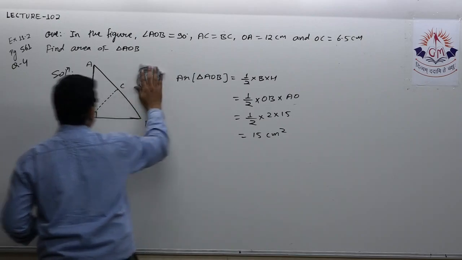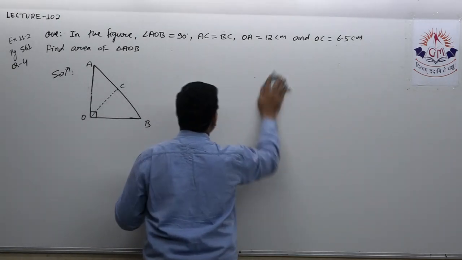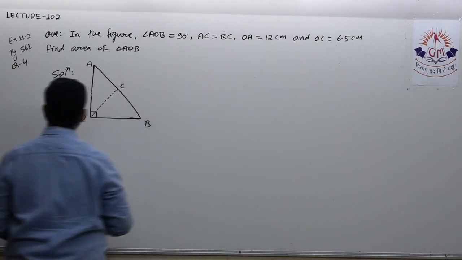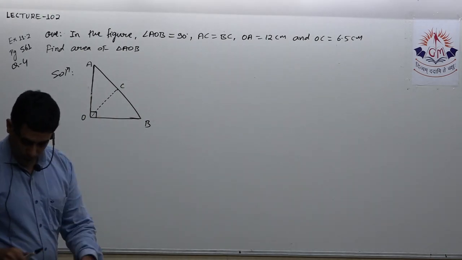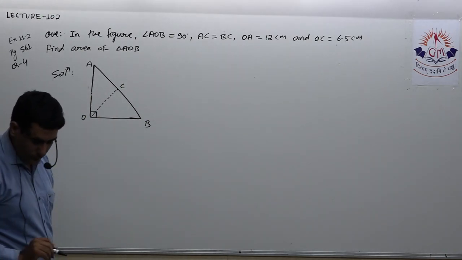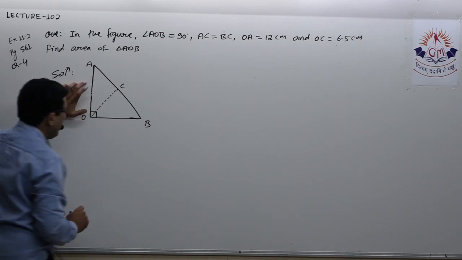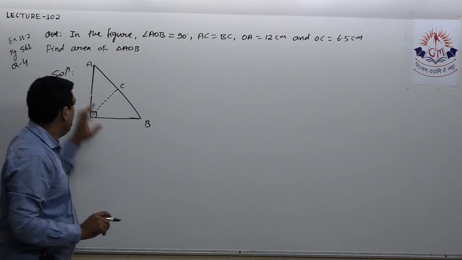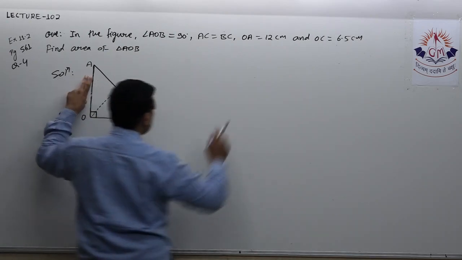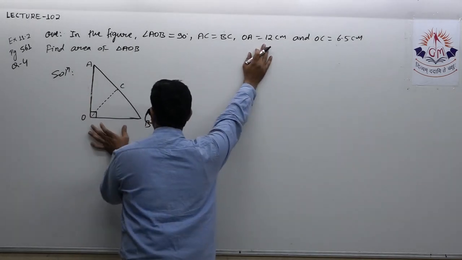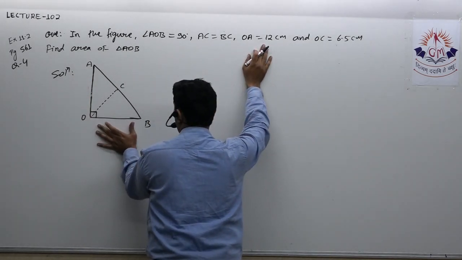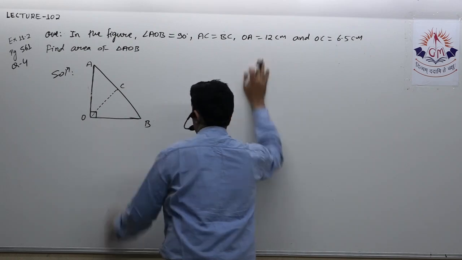Now here the measurements are not given directly, so we'll see how to find them. Again, to get the area of the triangle, we need the length of AO, which is given directly, as well as the length of OB, that is not given.